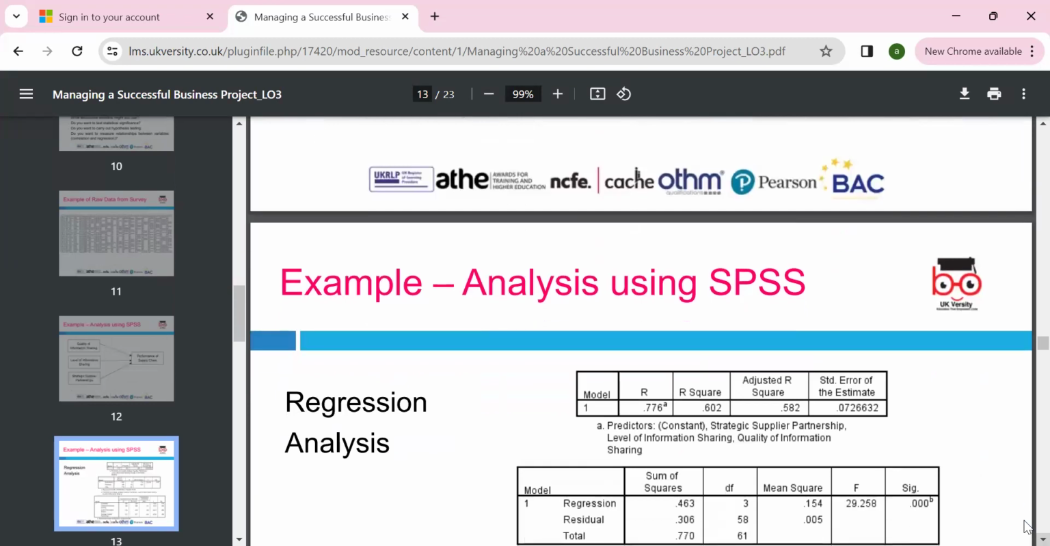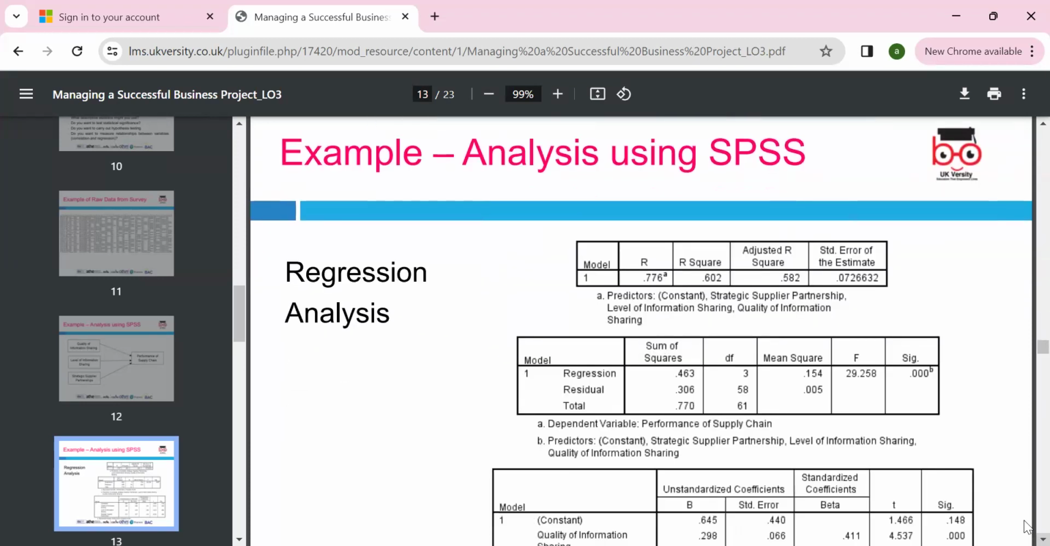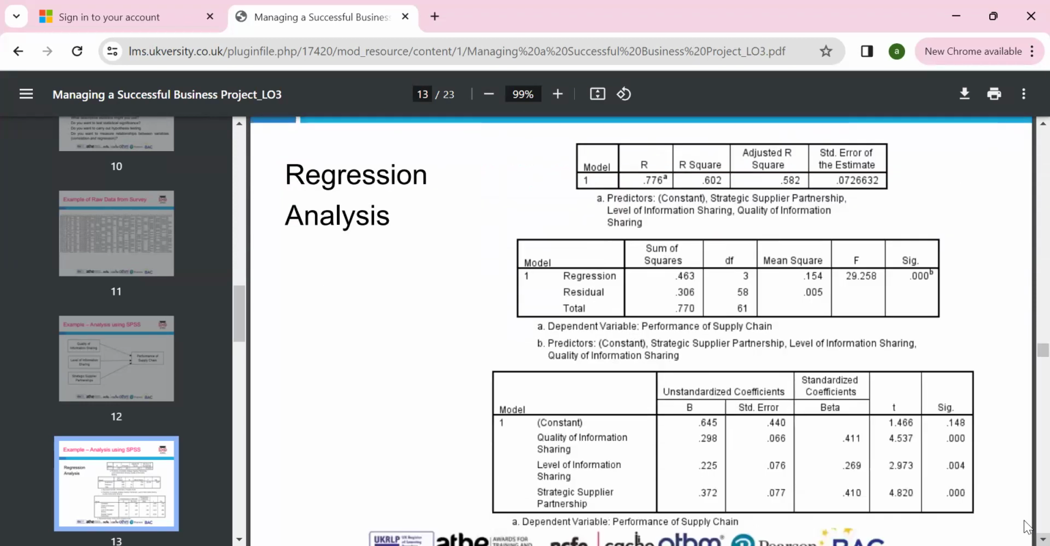Example of analyzing using SPSS, so we can say model or R square. Yes, so we can predict the strategic relationship with the suppliers which we have. You have the standard error estimates, the standard deviation, regression, residual, and the total sum of squares, degrees of freedom, frequency, mean. So all these we can use. For the quality of the information sharing, what is the average coefficient or relationship, what is the beta, which is tested by what is normally known as t-testing.